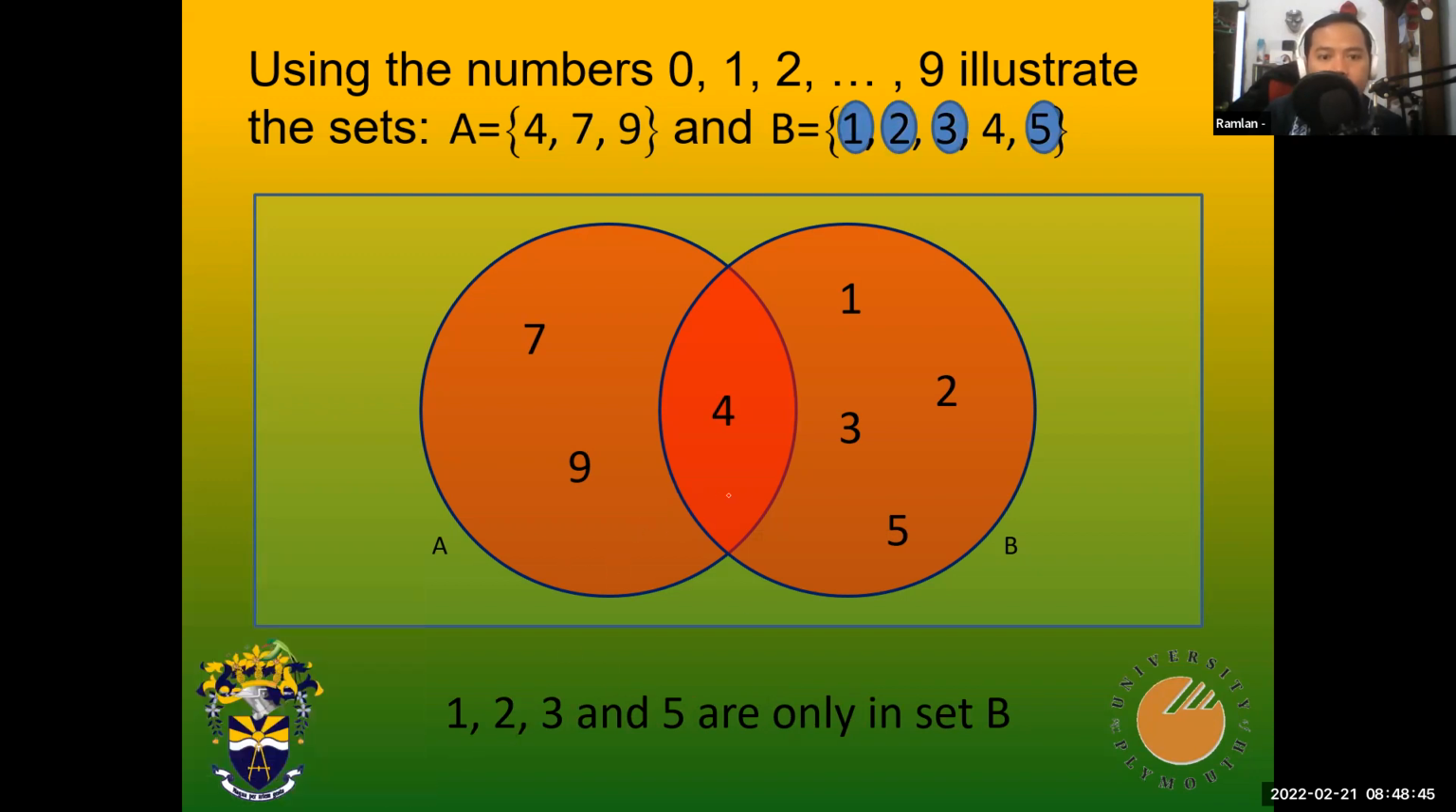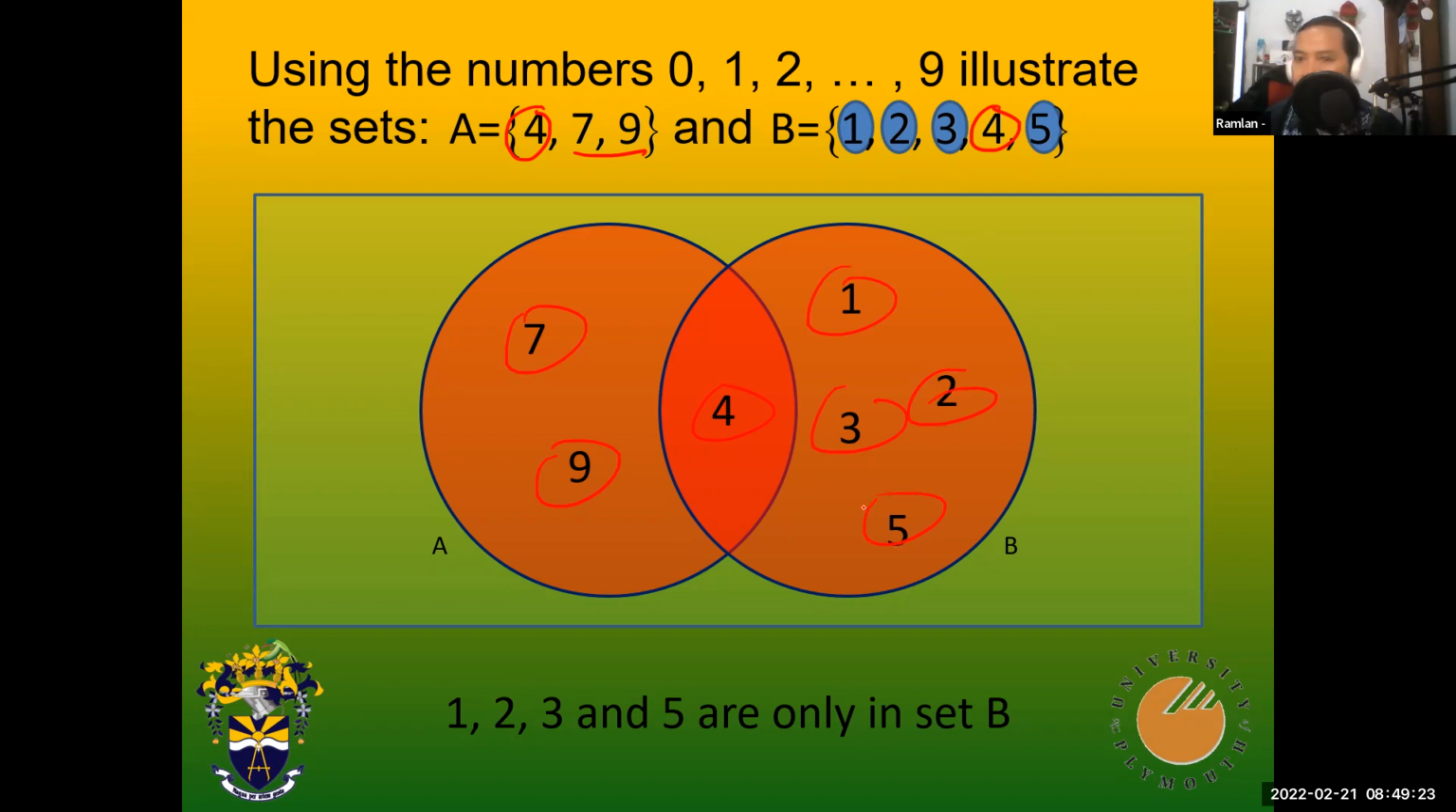So why is the Venn diagram like this? Because we have these two sets, set A and set B, and the Venn diagram will intersect between set A and set B. Why? Because we have the same element, which is 4, in both of the sets, right? So that's why we put 4 here in the middle, in the intersection. And 7 and 9 are only on the A side, which is this one, and 1, 2, 3, and 5 are on the B side.